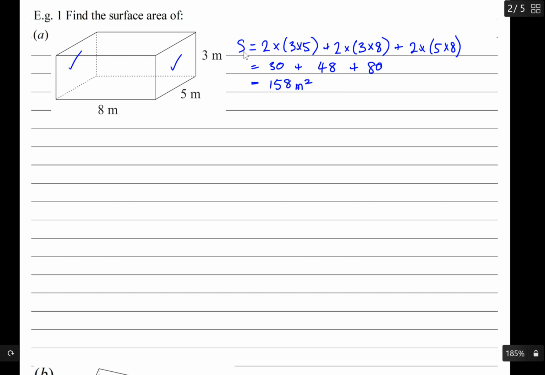Just make sure you're showing this as setting out. I definitely am interested in seeing this as a first step. I want to see all of your calculations there. Notice as well, I've done it all in one line. I didn't split it up into this calculation and then this calculation and this calculation. So it's probably a good habit to get into.